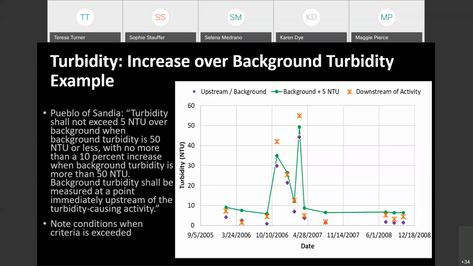So what these guys have done, which is something really interesting, I don't know that I would have ever thought about doing it this way, but it's actually kind of cool. They took their background purple diamonds and added 5 onto it and generated this green line. Then they plotted their upstream data, these orange X's with the line through it. And all they had to do was look and see if any of the orange X's were above their green line. And indeed, we've got a couple points, not exactly, kind of in that October to April timeframe that are exceeding the criteria. So we've got a turbidity problem in this water.